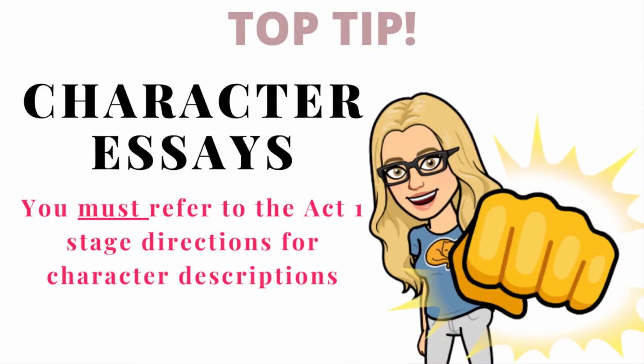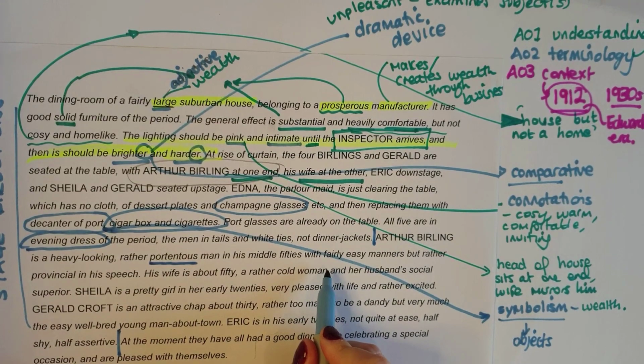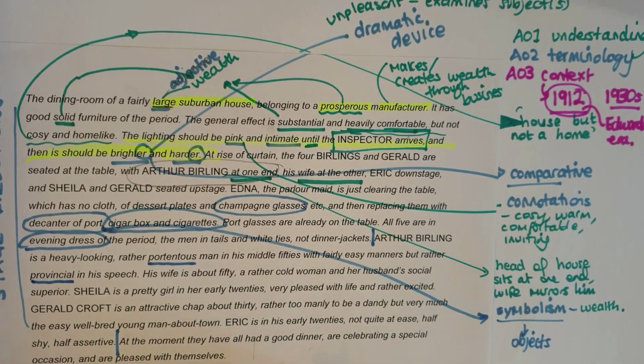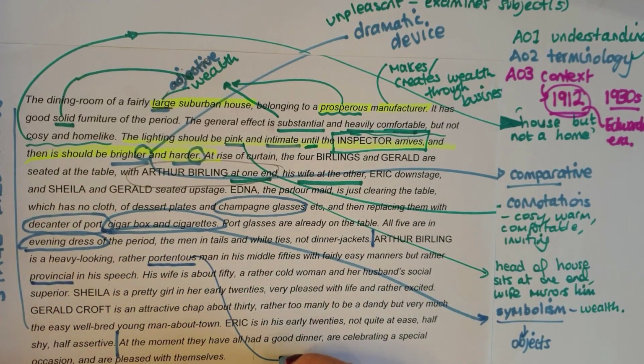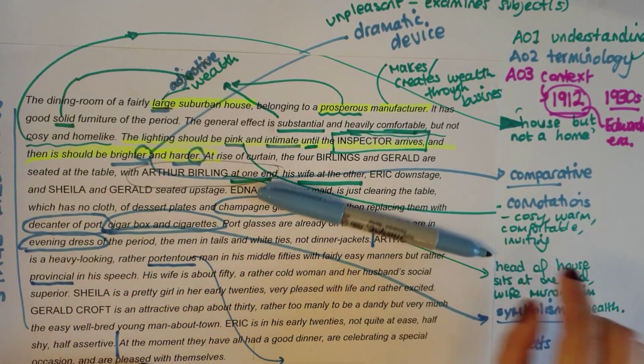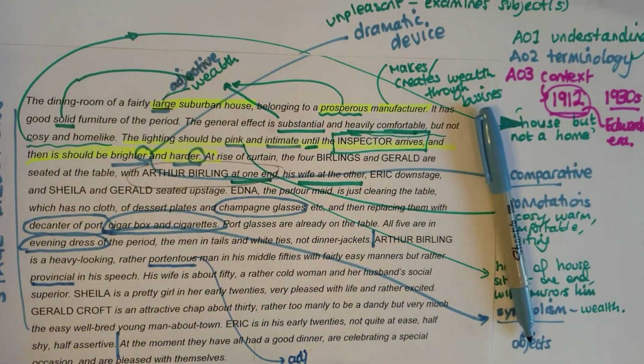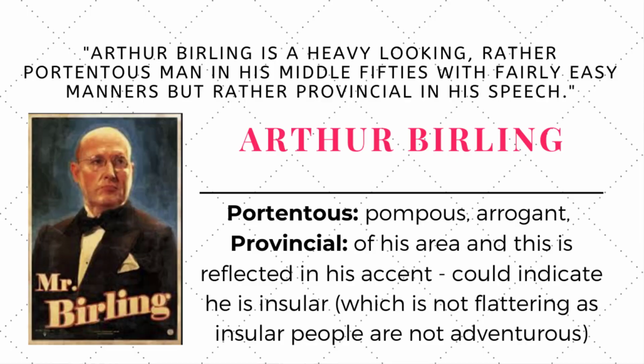These are important. I want these to be the first quote that you store for each character. So Arthur Birling is a heavy-looking, rather portentous man in his middle 50s with fairly easy manners, but rather provincial in his speech. Portentous, just in case you didn't know what it meant, obviously it's an adjective. Okay, and what does it mean? Think pompous, arrogant. He thinks a lot of himself, basically.